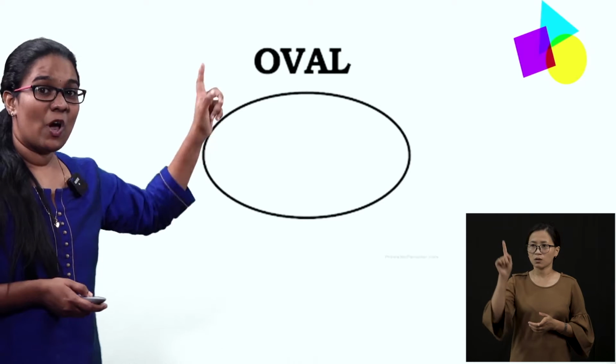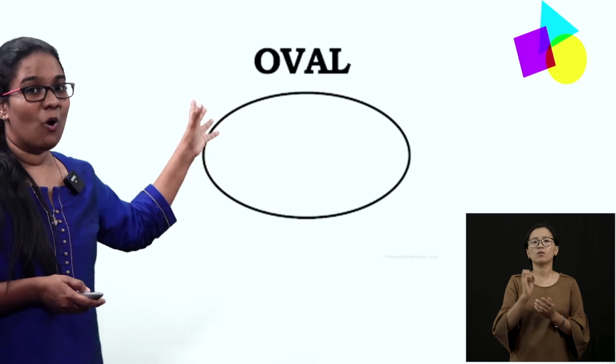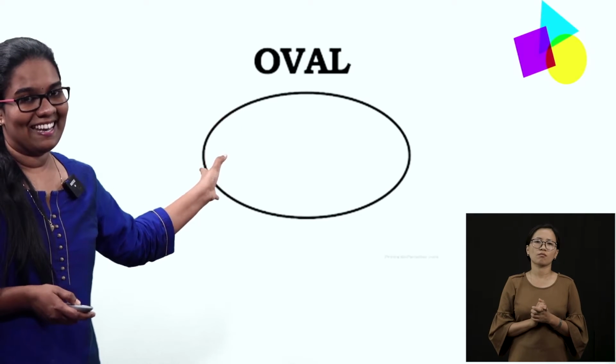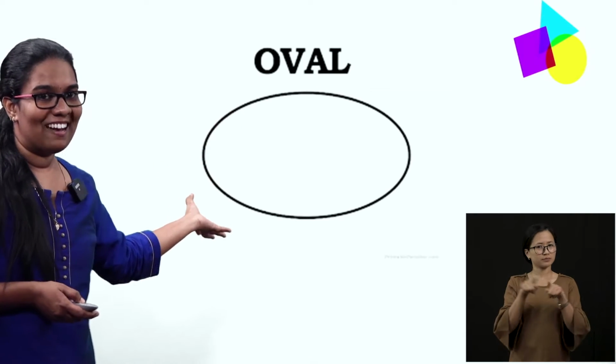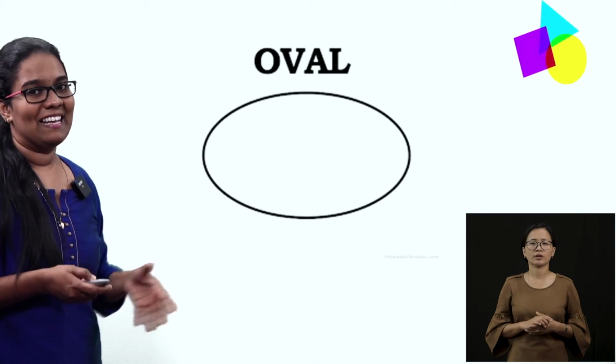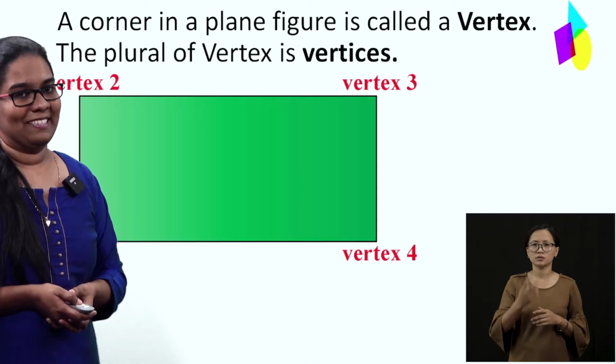Then, which shape is this? Yes, this is an oval. O-V-A-L. Oval. This is the shape of an egg, right? Yes, it's an oval shape.